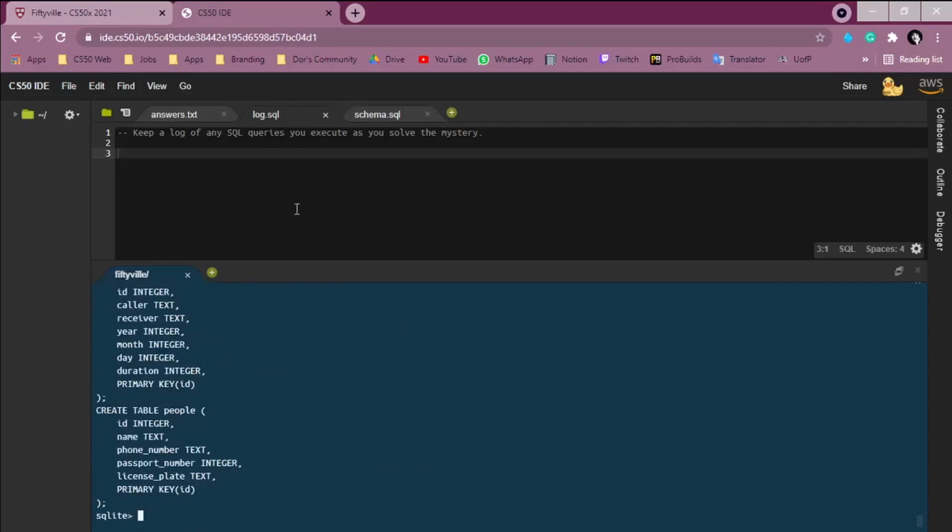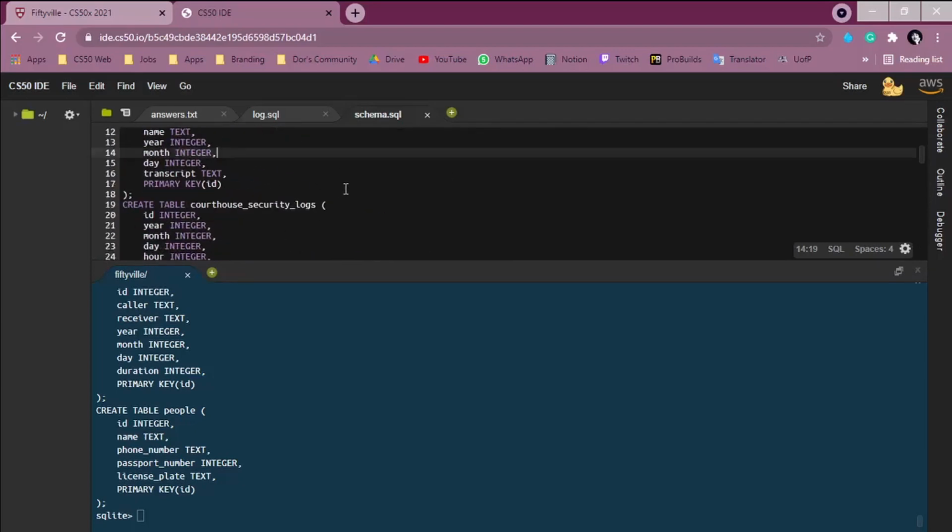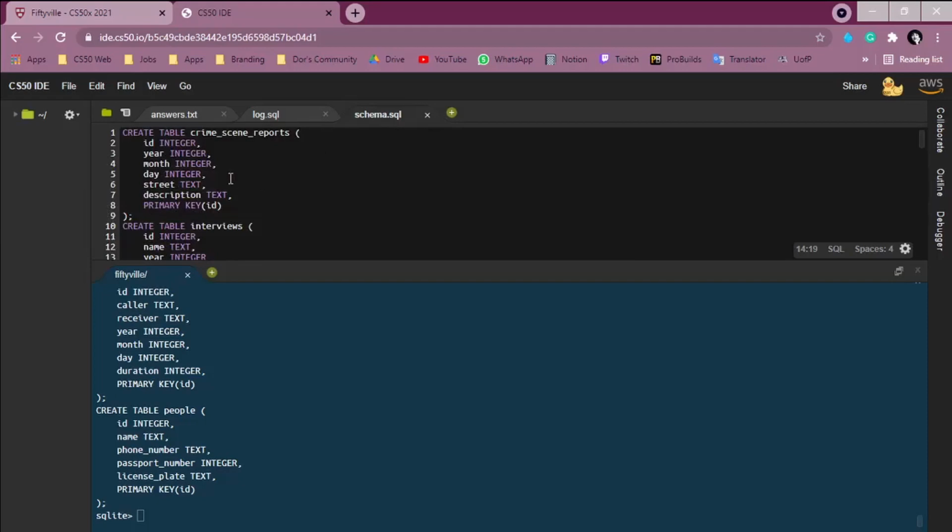So let's start. I put this schema in here, okay, so we're going to use this part here. You don't need to create this file. I just created this to make our life easier, okay.